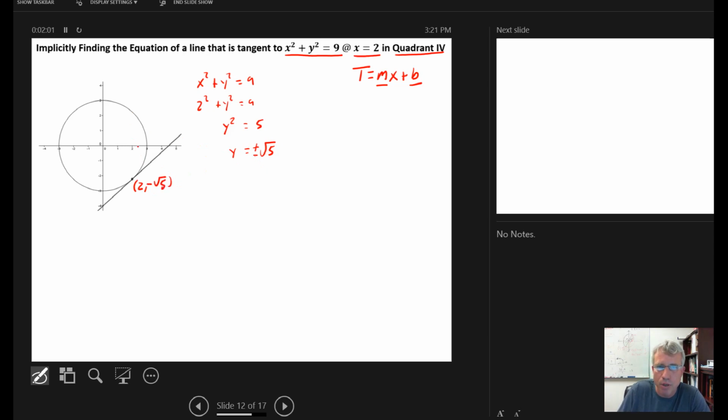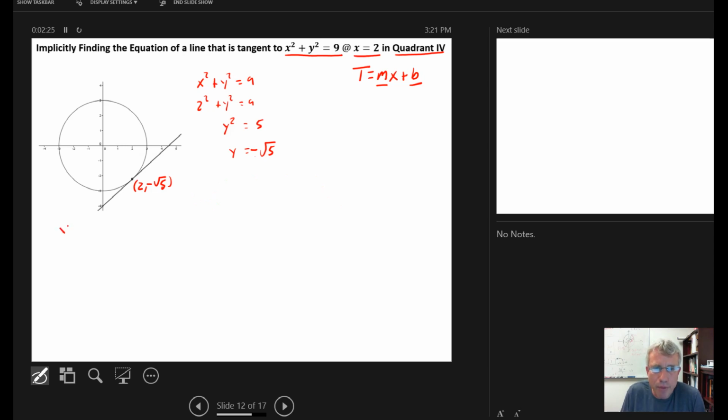The positive square root of 5 would correspond to this point up here, where you input 2 and you get a positive square root of 5 as the output. So we don't need the positive square root. In this case, because we know we're going to be working in quadrant 4, I wouldn't put plus or minus. I would just go straight to, hey, I need the negative square root of 5. There's the point on the line that I need.